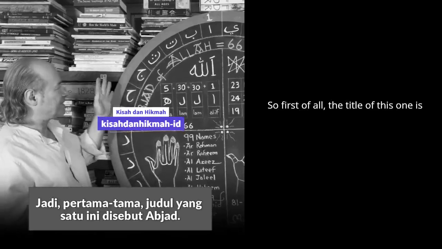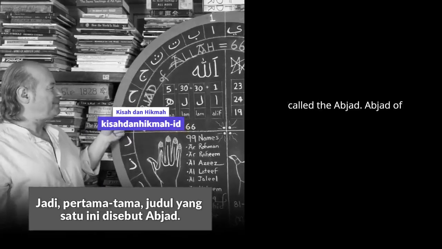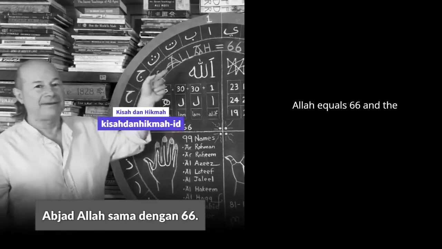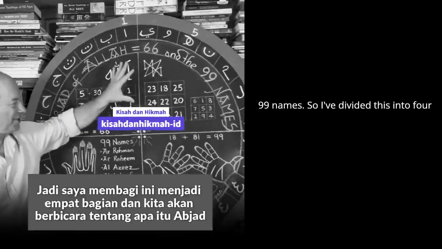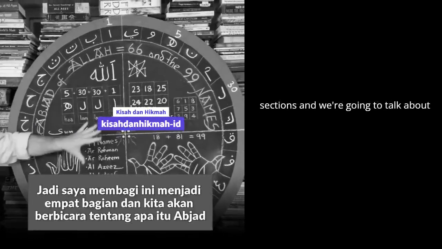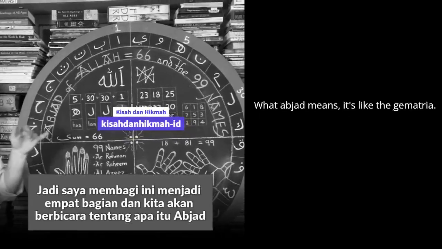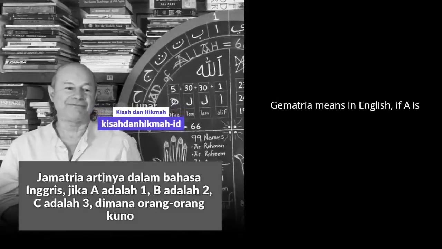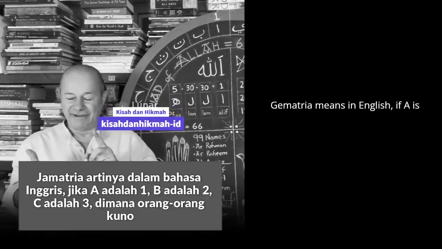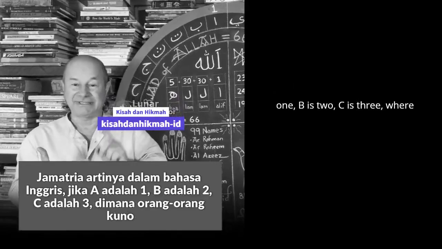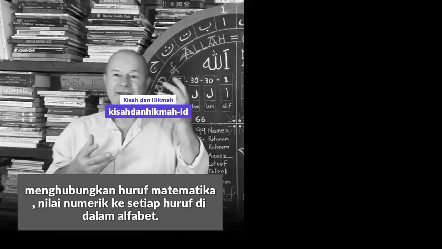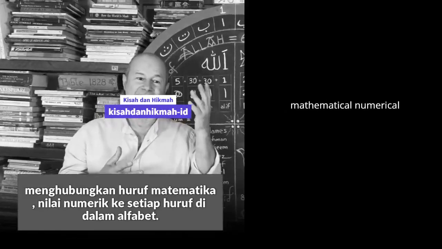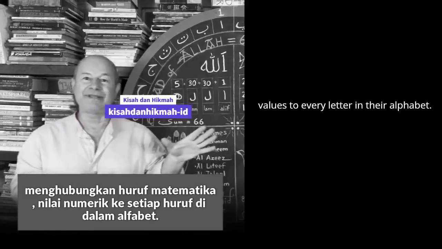So first of all, the title of this one is called the Abjad. Abjad of Allah equals 66 and the 99 names. I've divided this into 4 sections, and we're going to talk about what Abjad means. It's like gematria. Gematria means, in English, if A is 1, B is 2, C is 3, where the ancient people attributed mathematical numerical values to every letter in their alphabet.